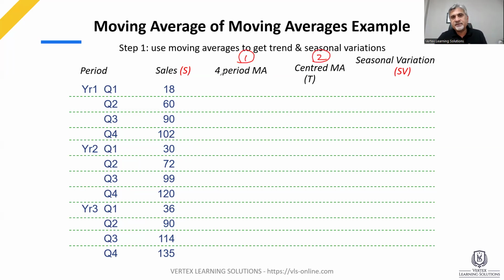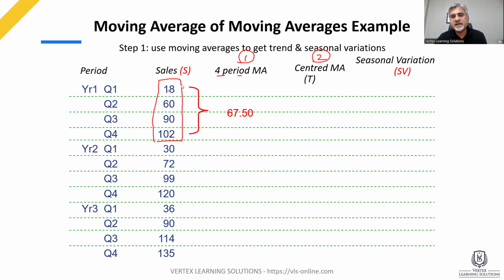The reason is that the result does not come in front of a number. What does that mean? Although I've explained it in the previous session, let me show it again. We say that we have to calculate a 4-period moving average. So 1, 2, 3, 4. We add these 4 quarters, make a total, divide it by 4, and the answer is 67.50.